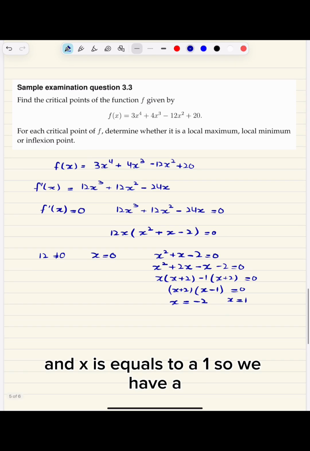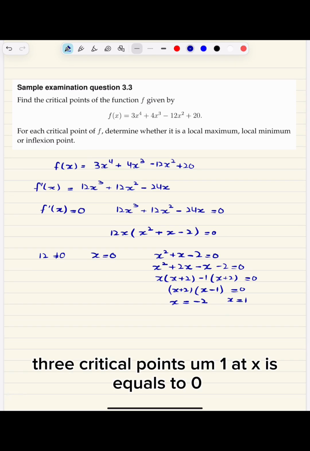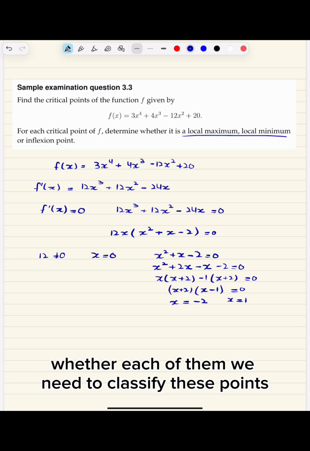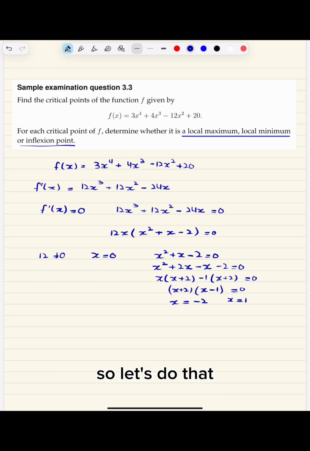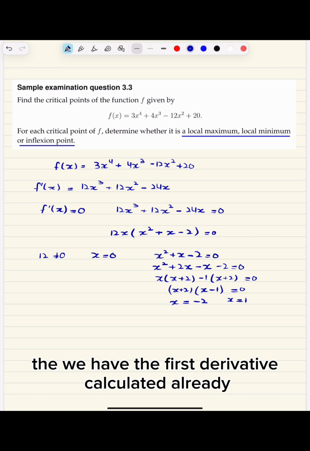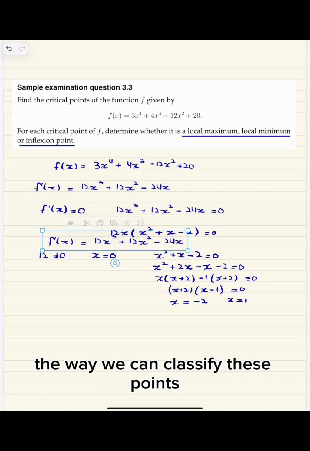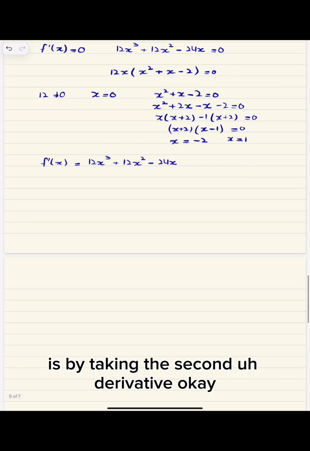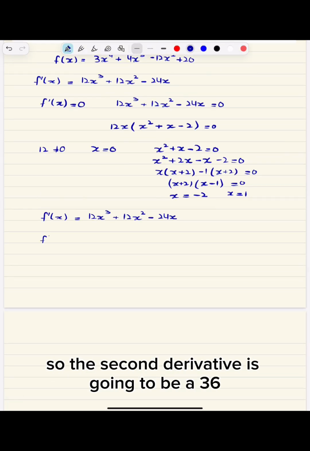So we have 3 critical points. One at x = 0, one at x = -2, and one at x = 1. So we need to verify whether each of them, we need to classify these points. So let's do that. We have the first derivative calculated already. The way we can classify these points is by taking the second derivative.